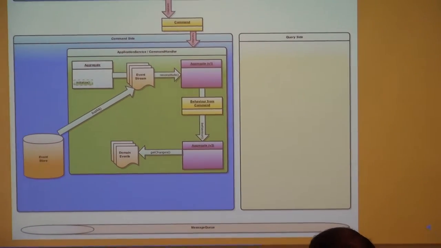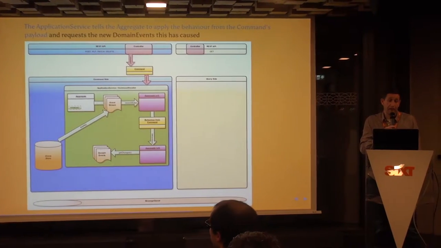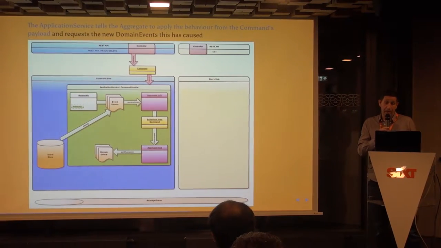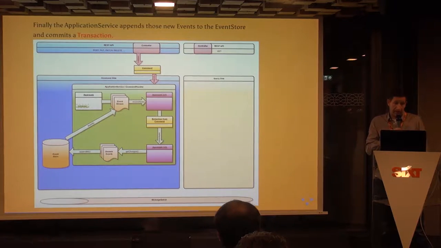And then the application service needs to request the domain events that this behavior has changed, so it can append those new events to the event store and commit a transaction. There are, again, other possible implementations.